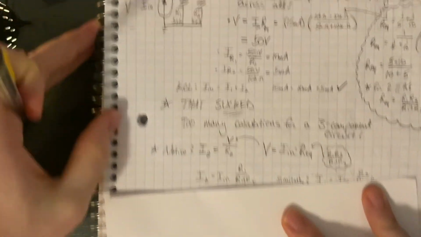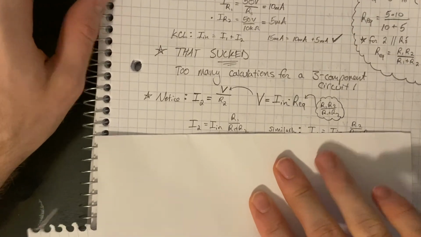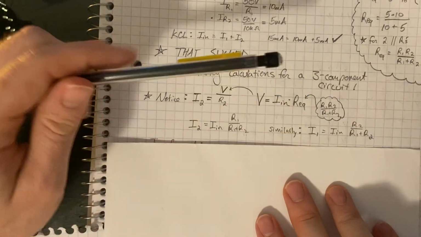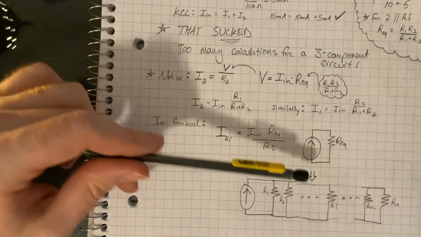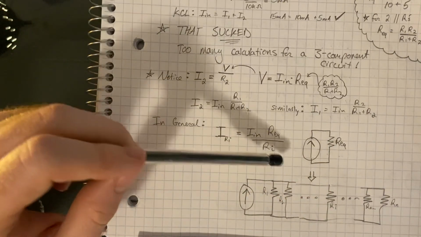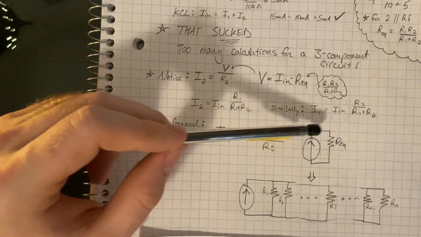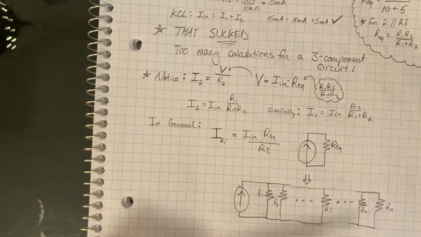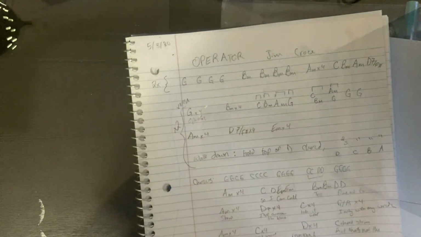Similarly, if we're looking at the other branch here, the current through I1, the simple equation for that is just IN times R2 over R1 plus R2. And in general, if we're looking for the current through some resistor here, we know that it's just IN times the equivalent resistance seen by this current source divided by the resistor in question. So let's summarize both of those real quick.